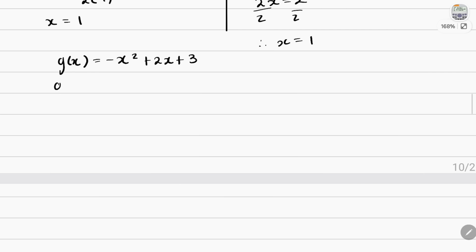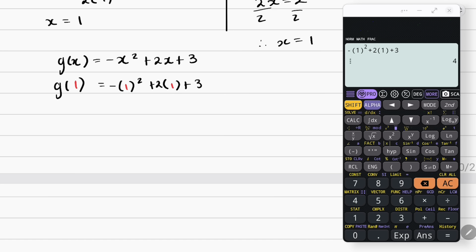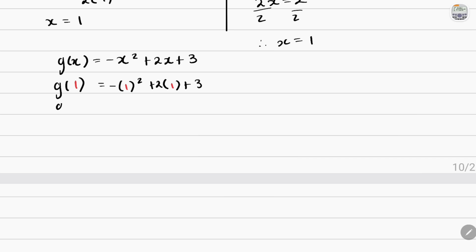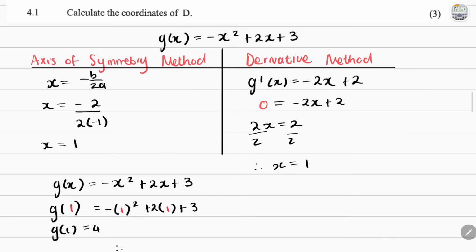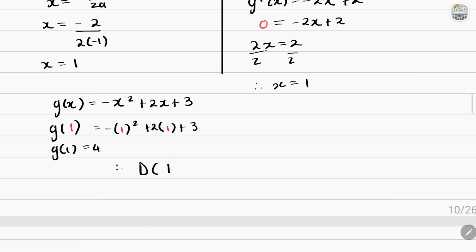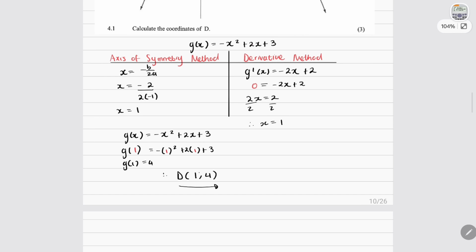So we'll just do that. G of 1, and put that in the calculator. And our answer is 4. So G of 1 is 4. Therefore, the coordinates of that point D is simply 1 and 4. And that is our answer. Moving on to the next question.